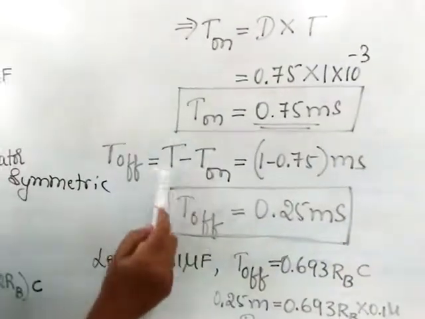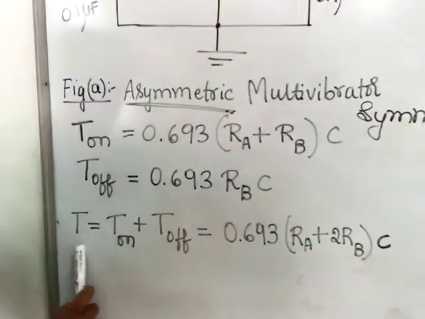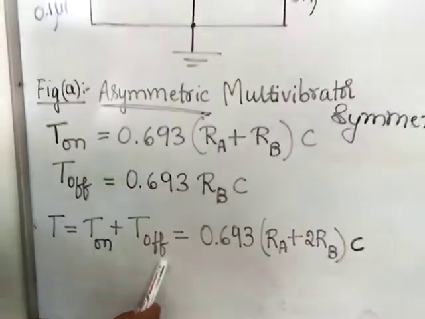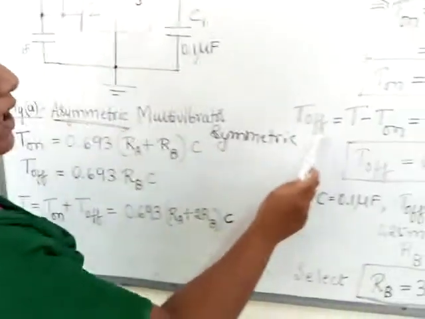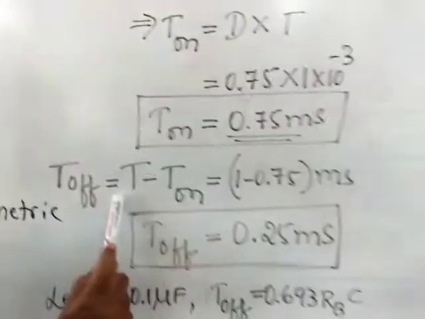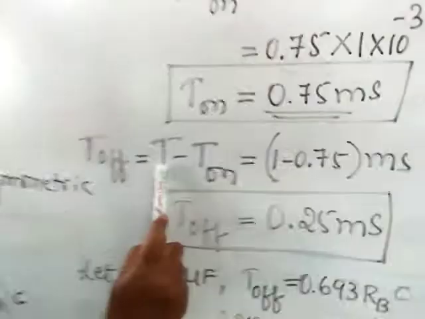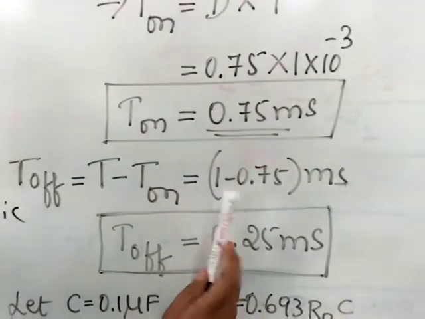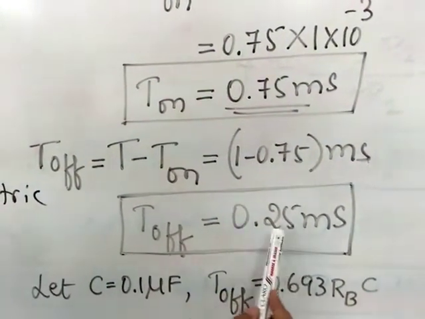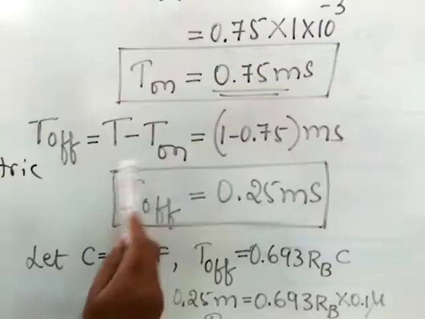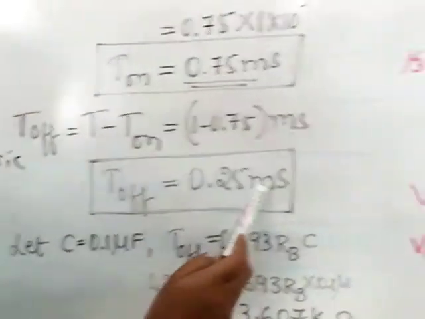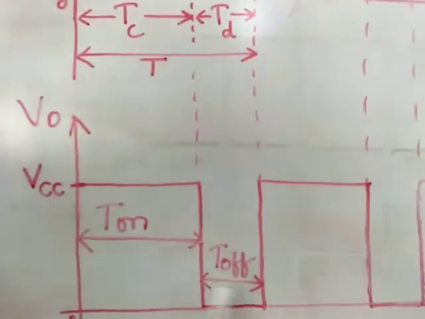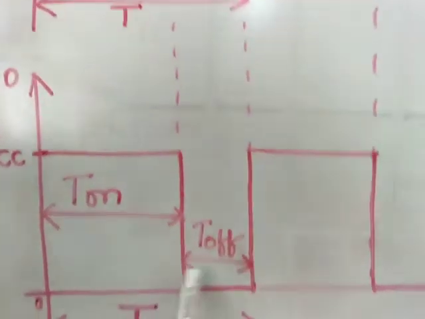Then T off. The total period T is nothing but T on plus T off. So now using this formula we can calculate T off. T off is equal to T minus T on. So T is 1 millisecond minus T on, 0.75 milliseconds. So 1 minus 0.75 is 0.25 milliseconds. So T off should be 0.25 milliseconds. So here we should get T off equal to 0.25 milliseconds.